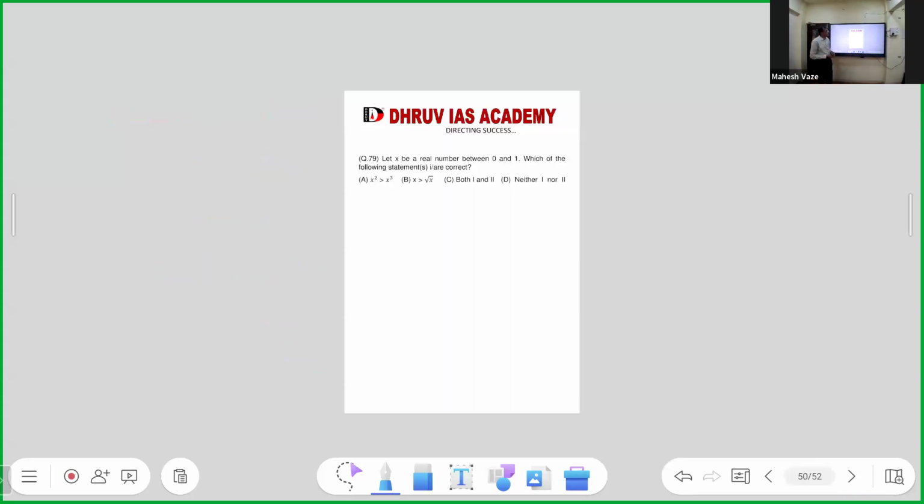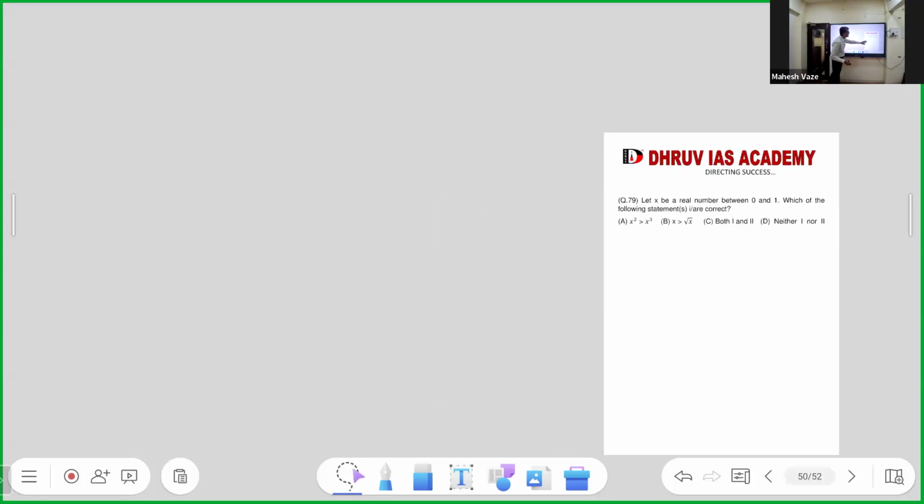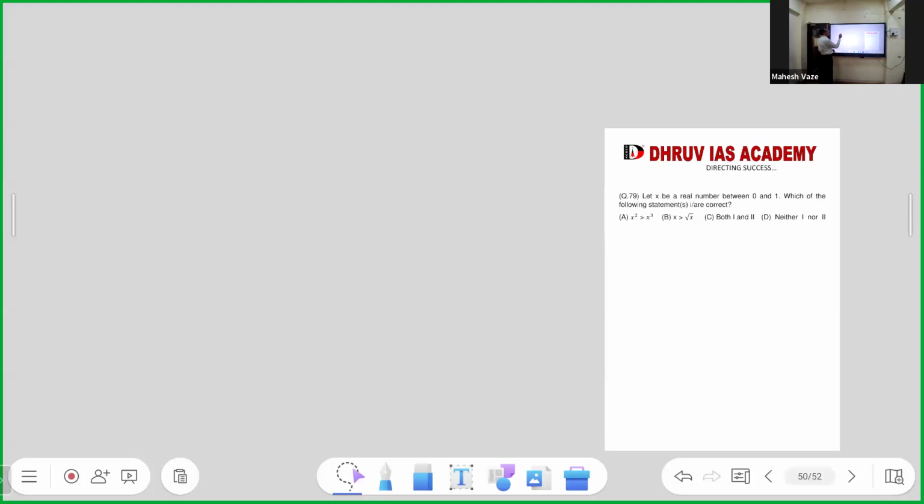Let x be a real number between 0 and 1. Which of the following statements are correct? x square is less than x cube, etc. A real number between 0 and 1, so its range can be 0 less than x less than 1. That means it is a positive number.